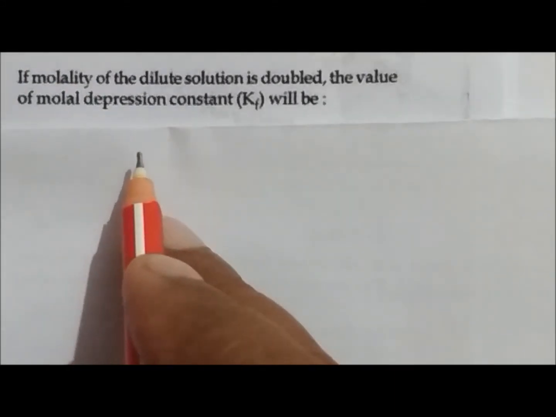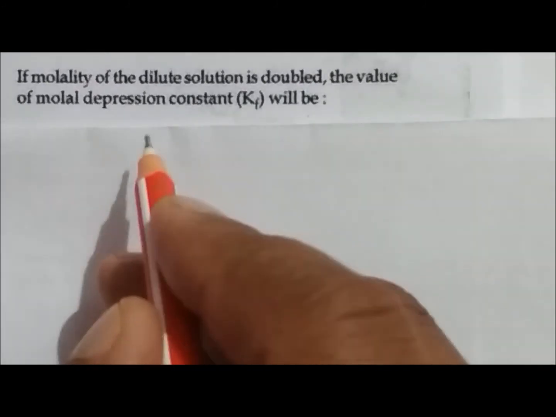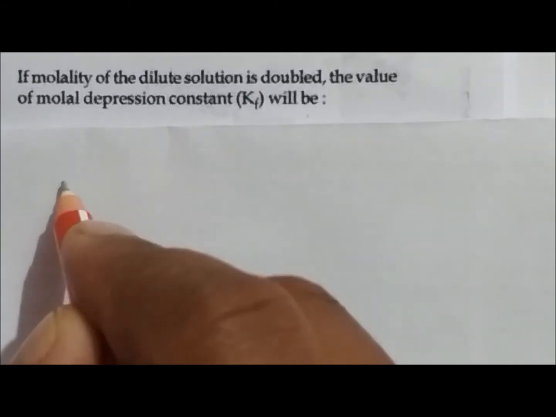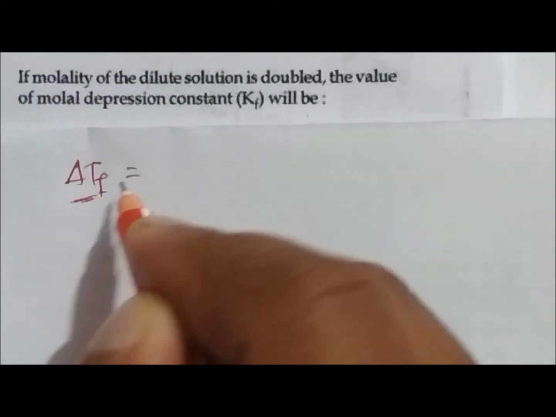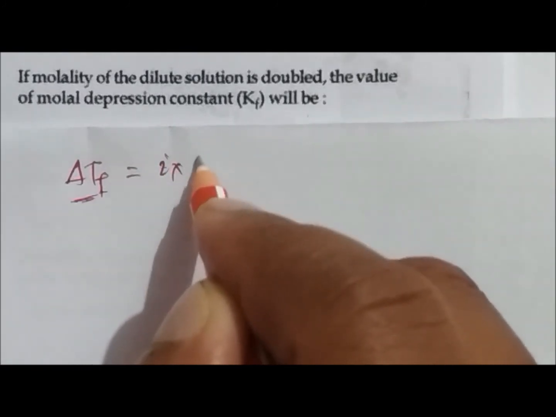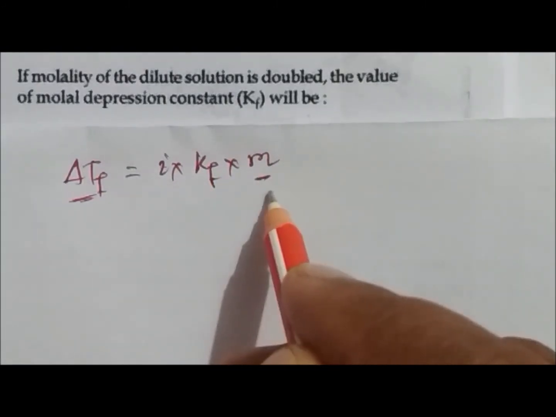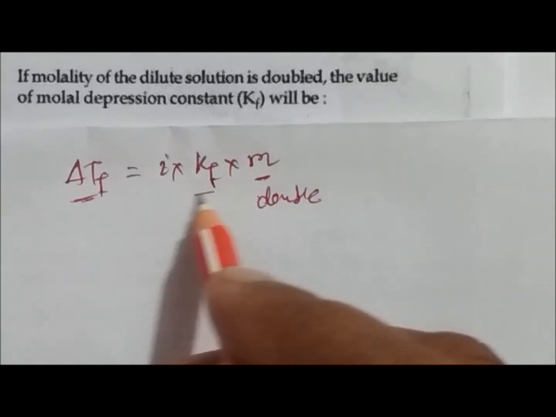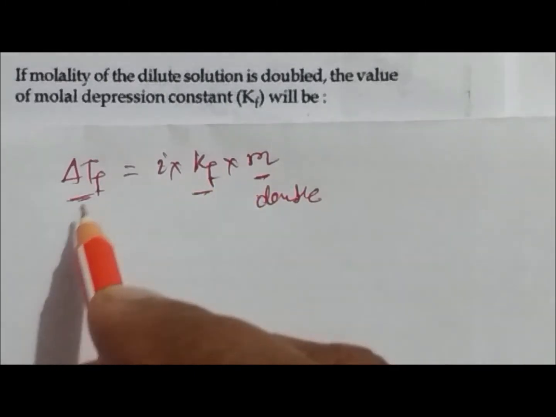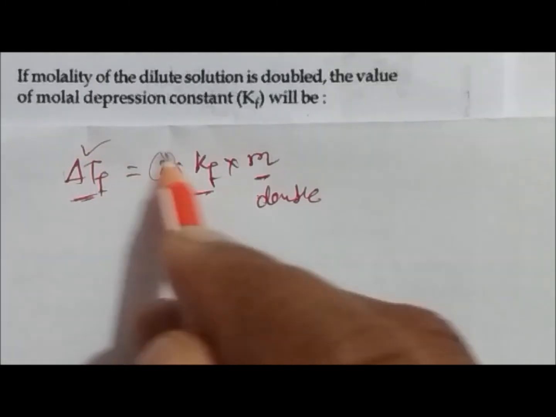If the molality of a dilute solution is doubled, the value of molar depression constant will be what? So we know this is a question of liquid solutions, and we know the formula. For freezing point depression, delta Tf will be equal to i, the van't Hoff factor, multiplied by Kf into molality. Now the molality is doubled, in a dilute solution, and Kf is a constant value. So doubling would affect either this one, or this one, or this one.